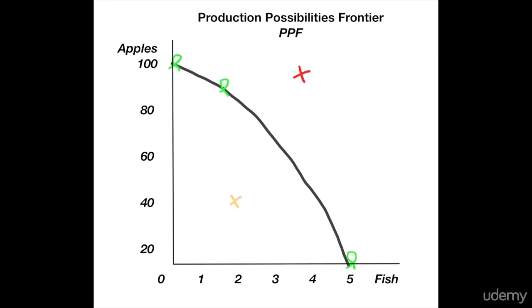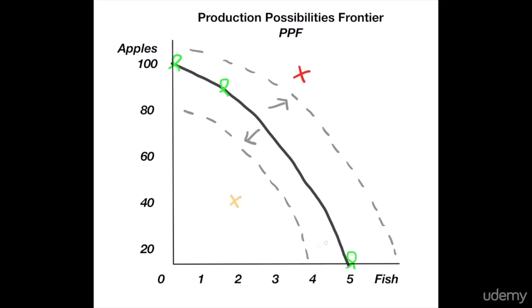Now, let's look at what can happen to a PPF. It can shift. And a PPF can shift inwards. Well, that wouldn't be very good for a country, right? The PPF shifts inward, because now they lose fish and they lose apples. But it can happen, for example, when there's a natural disaster. It can also shift outwards. And that is great. Maybe there's some technological advancement and they're more efficient in picking apples and more efficient in catching fish. That would be great for a country. They increase their production.